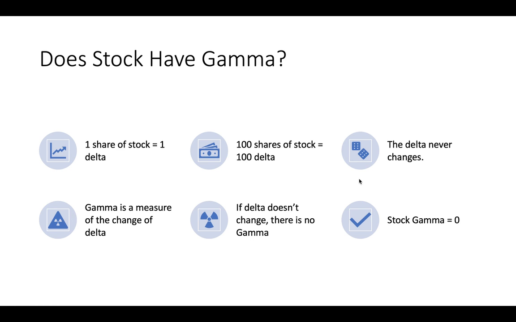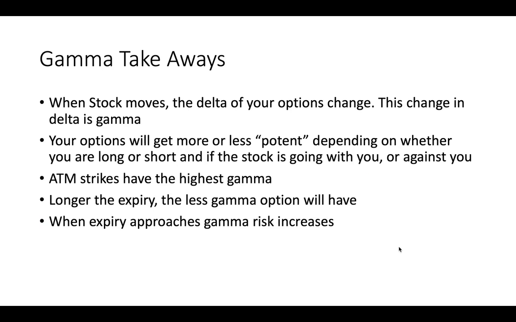So here's another interesting thought experiment: does stock have gamma? One share of stock equals 1 delta, right? So 100 shares of stock is 100 delta. But if you own 100 shares, depending on whether it goes up or down, your delta doesn't increase or decrease. Since there's no increase or decrease, stock has a gamma of 0. The delta doesn't change, just the stock price. Okay, that's just something to think about.